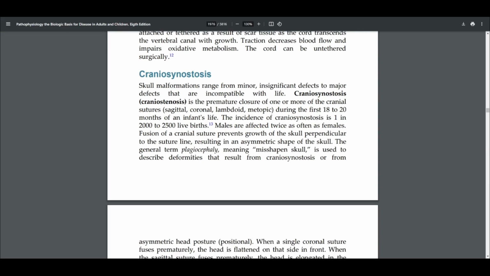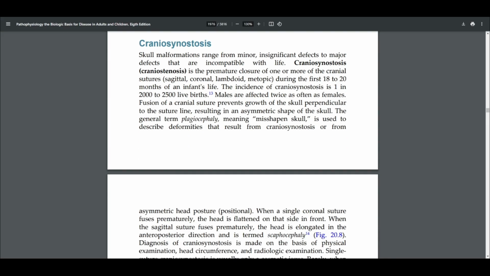Craniosynostosis, a skull malformation, ranges from minor, insignificant defects to major defects that are incompatible with life.